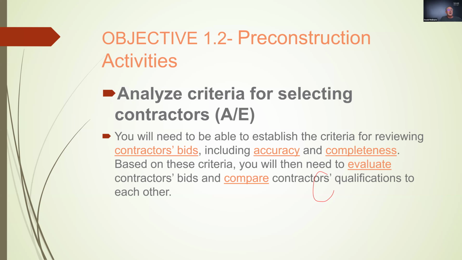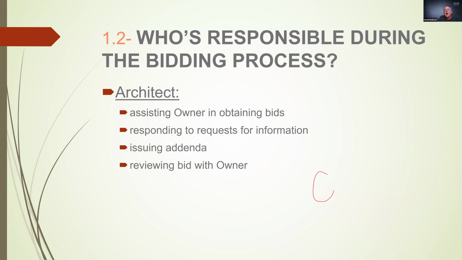All right. We'll go over just quickly objectives 1.2 and 1.3, right? In this objective, you've got to help the owners evaluate contractors' bids and compare them for both accuracy and completeness. You might be asked also to compare qualifications for each of the contractors. So our part is helping the owner get bids, responding to bid RFIs.